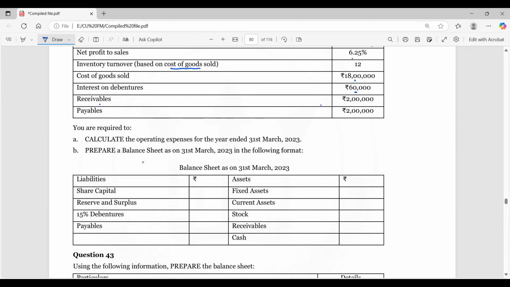Most importantly, in this question, they have given the balance sheet format. What is important to understand is that payables is the only current liability. So while calculating the current ratio, you have to take payables as the only current liability. No other current liabilities are there. I hope it is clear. Now, the first requirement of the question is to calculate operating expenses. So first, let's do it.